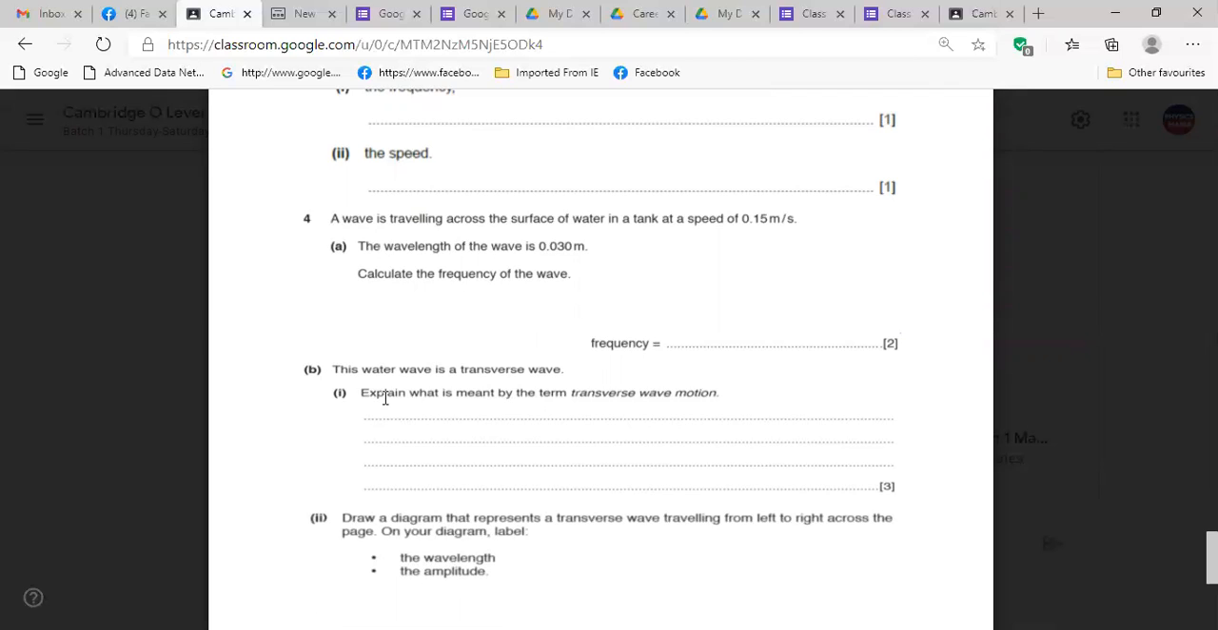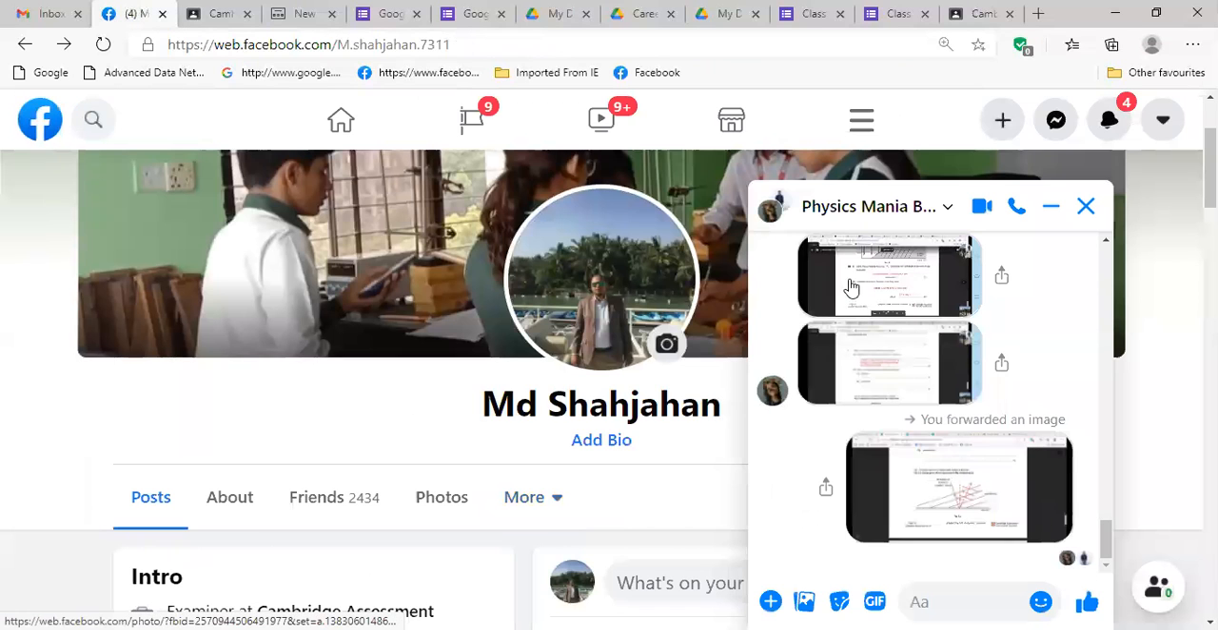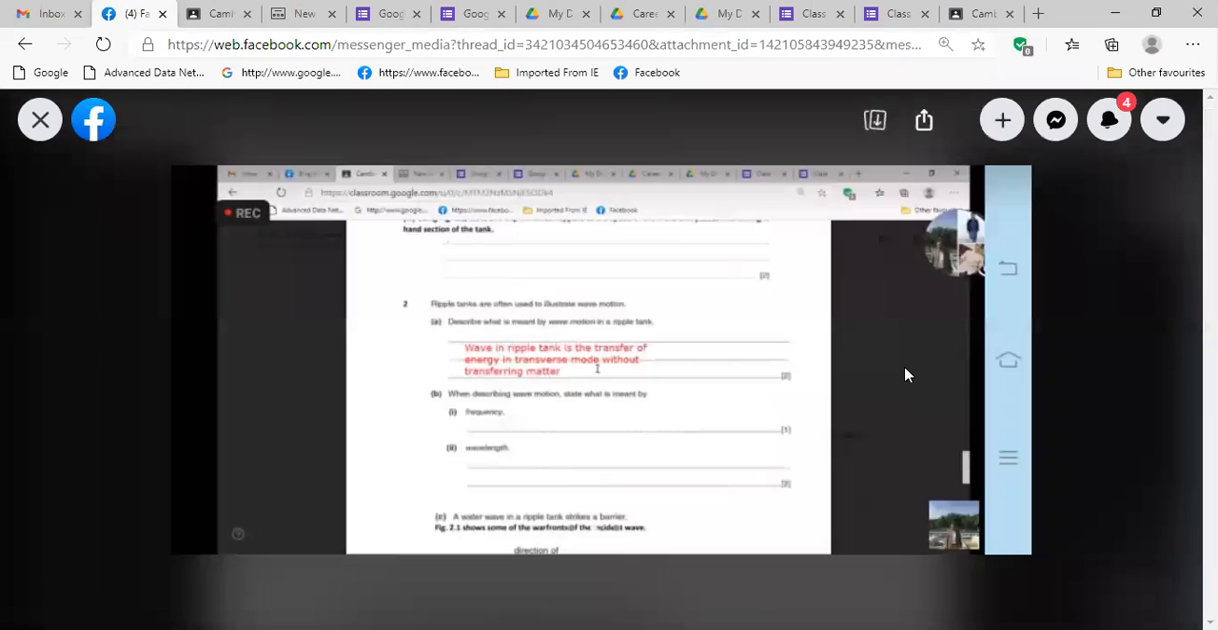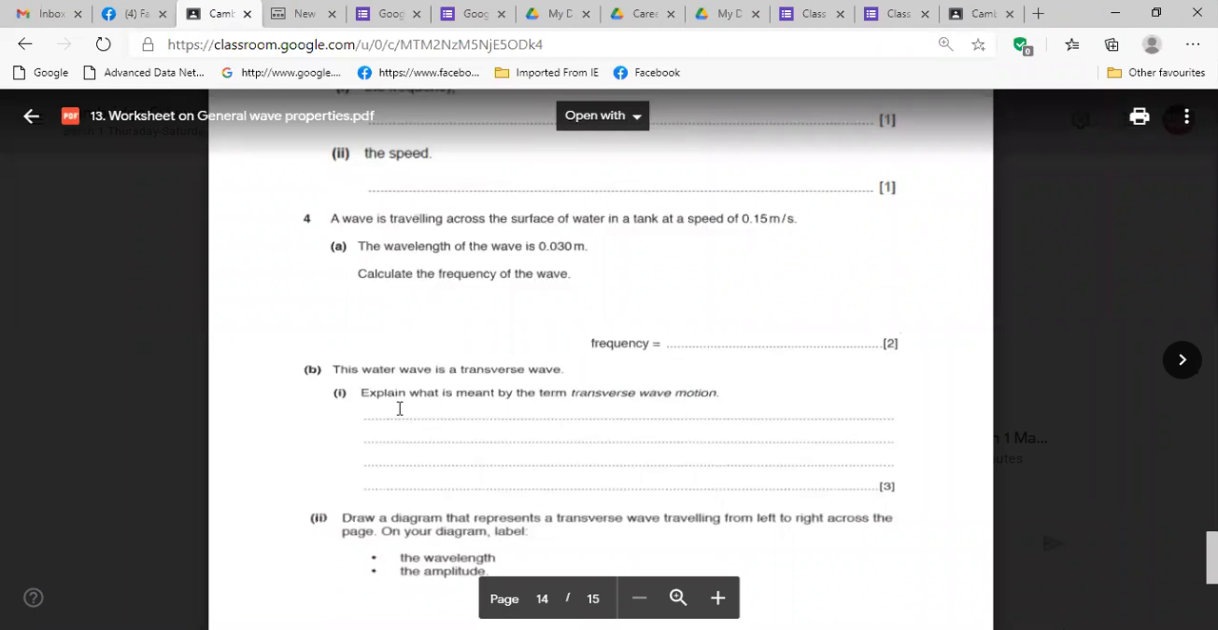4A we did, right? Yes, sir. And this one, can you read? This water wave is a transverse wave. Explain what is meant by the term transverse wave motion. Very good. Previously, in our last answer, they were saying about the ripple tank, right? That's why we wrote their transverse mode. Now they are especially asking us. They already told that it is in transverse motion, and they are saying to explain it. What is meant by the term transverse wave motion?